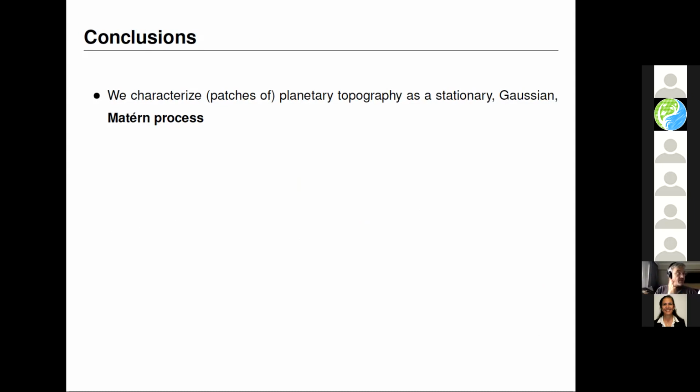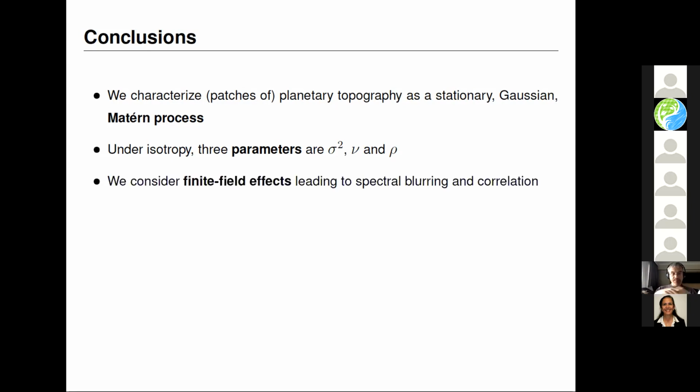I'm actually advertising for a postdoc, because there are so many geological statistical directions that we could still go. But it's all going to fall under this umbrella that for a while we are going to continue to try to capture the essence of planetary topography, or planetary fields more generally, as stationary Gaussian Matern fields. And under isotropy, that's three parameters: the variance, the differentiability or smoothness, and the range. We do want to go to anisotropy. It's a very interesting problem and very necessary.